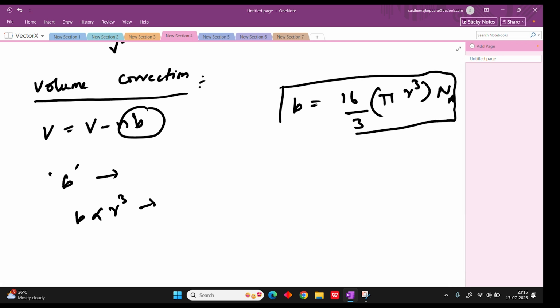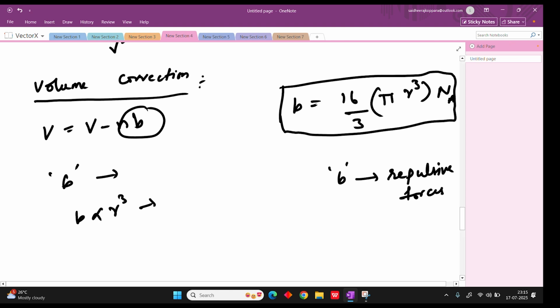Okay, and B represents your repulsive forces. Okay, if repulsive forces are dominating, then B is dominant, obviously.